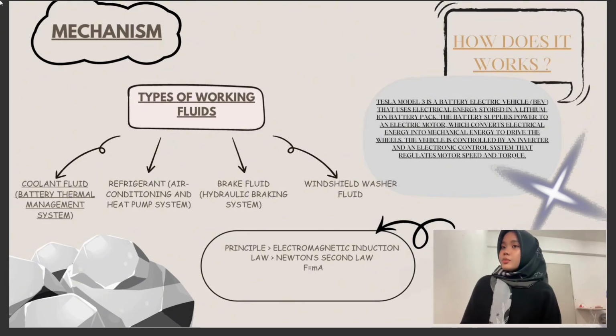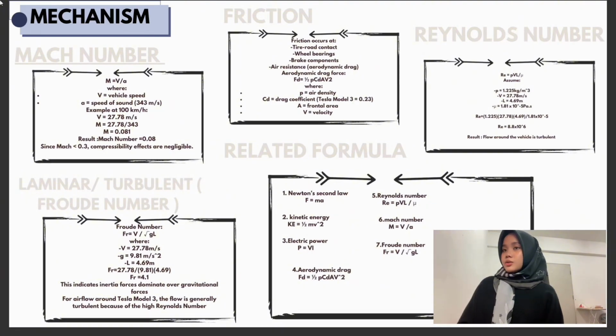Next, let's move on to the Mach number. Mach number is the ratio between the vehicle speed and the speed of sound. The formula is M equals V over a, where V is velocity and a is the speed of sound. For example, when the Tesla Model 3 travels at 100 km per hour, the Mach number is approximately 0.08. Since the value is less than 0.3, air compressibility effects can be neglected.